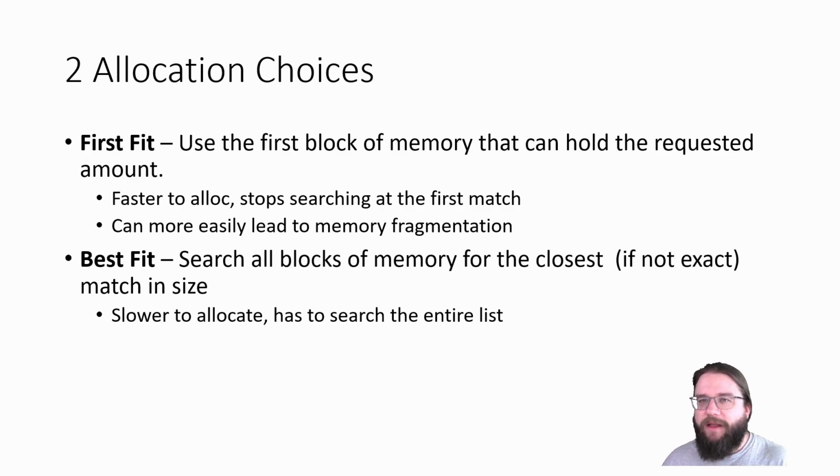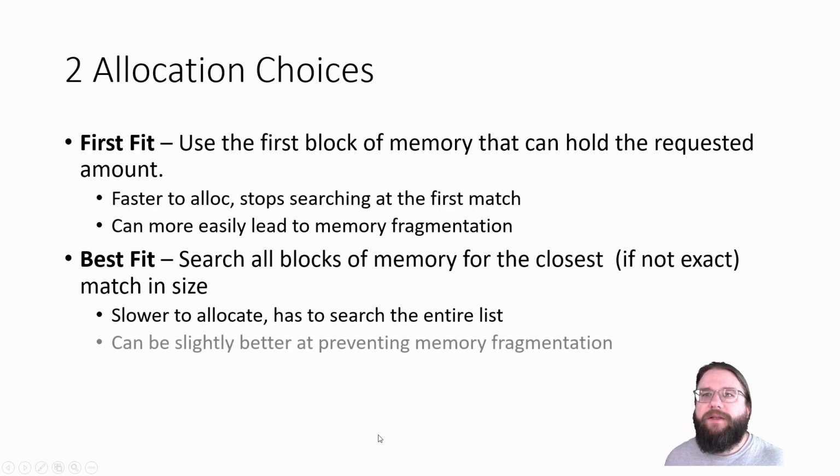But most allocations are not going to fit that criteria. So we always tend to look at the worst case scenario, which means that it has to search the entire list to find a block of memory. So this does mean that it's slower to allocate because it has to search that entire list. But it can also be slightly better at preventing memory fragmentation because it does try to find the closest fit possible.